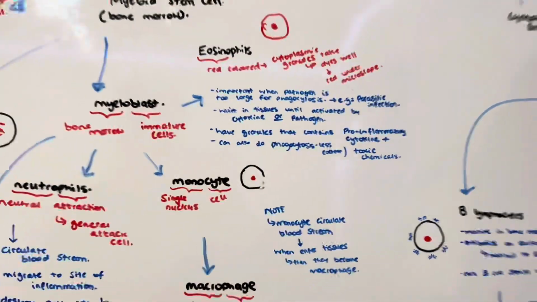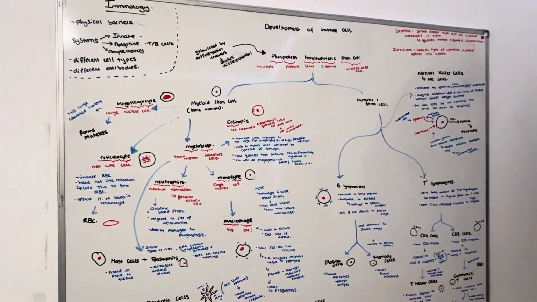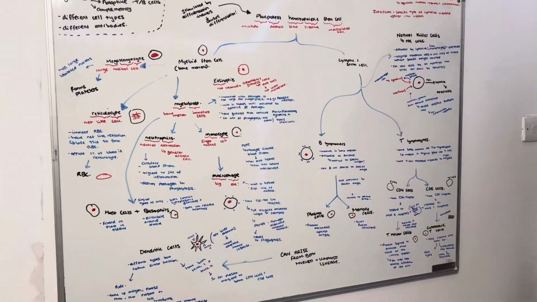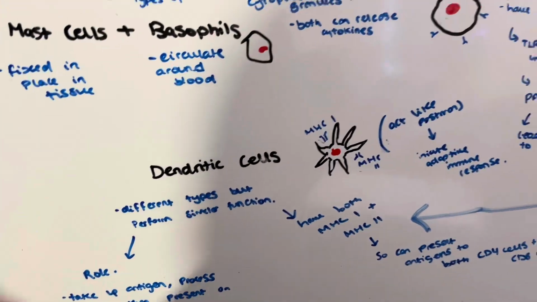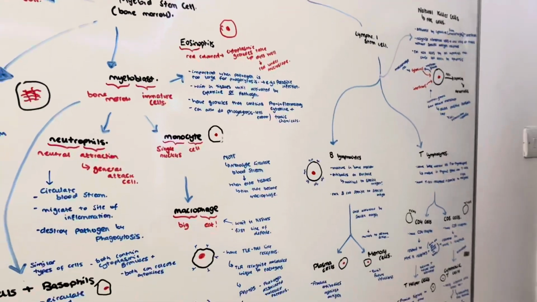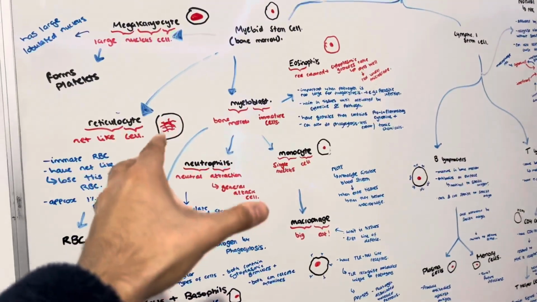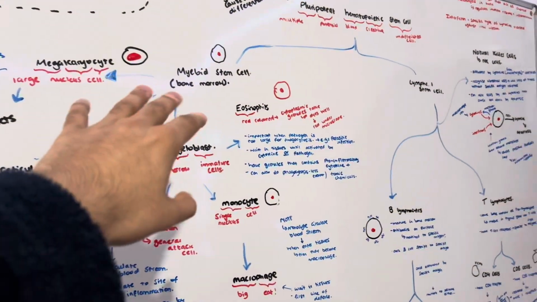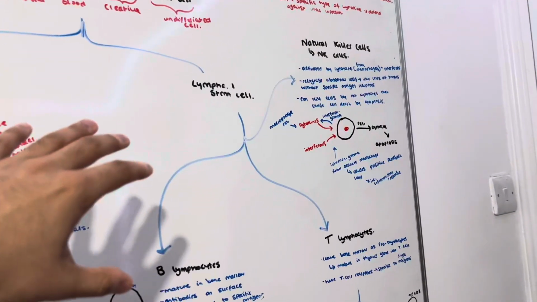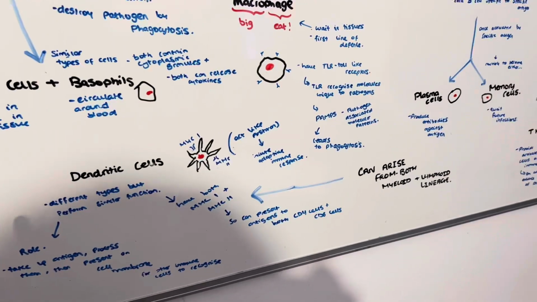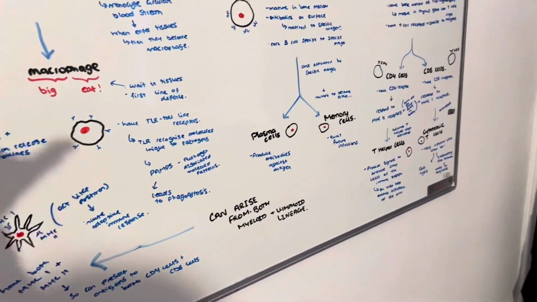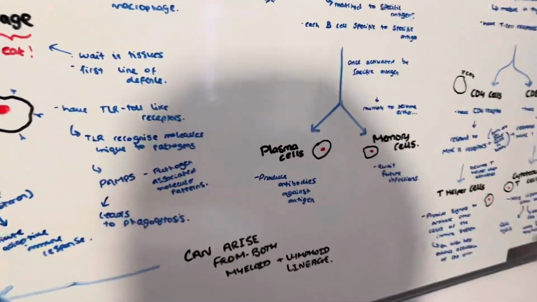Now, I've gone through the majority of these different cells and the different pathways. Now I'm going to go towards dendritic cells. The reason I've put it here and haven't drawn it to any arrow is because dendritic cells can arise both from the pathway of the myeloid stem cell and also from the pathway of lymphatic stem cells. That's why I've drawn it at the bottom as a separate category. So the main thing to know is that it can arise from both pathways.